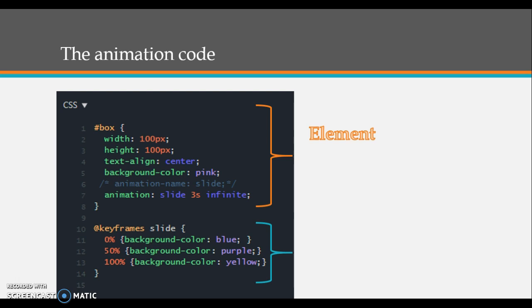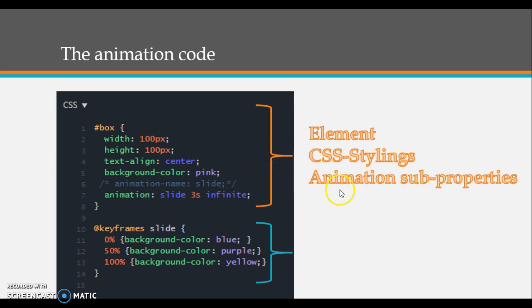Alright, so within the animation code, this is what it looks like. We have our element over here defined in the CSS stylings with its different characteristics. And as you can see, we have the animation subproperties right here. Here's kind of a generic example.